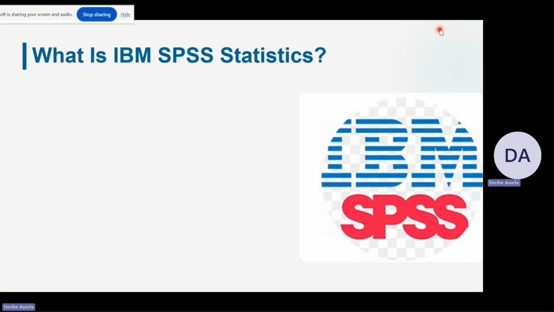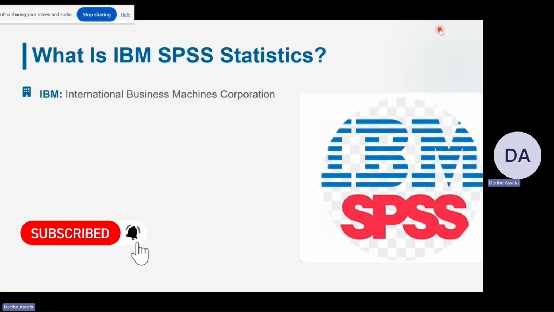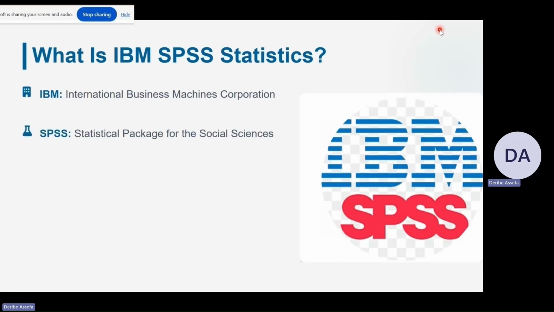To answer this question, we need to understand the three key terms that make up its name. The first term is IBM, which denotes International Business Machines Corporation. It is a global technology company that owns and develops SPSS. The second term is SPSS, which stands for the Statistical Package for the Social Sciences. The third important term is statistics, which deals with data presentation and analysis.